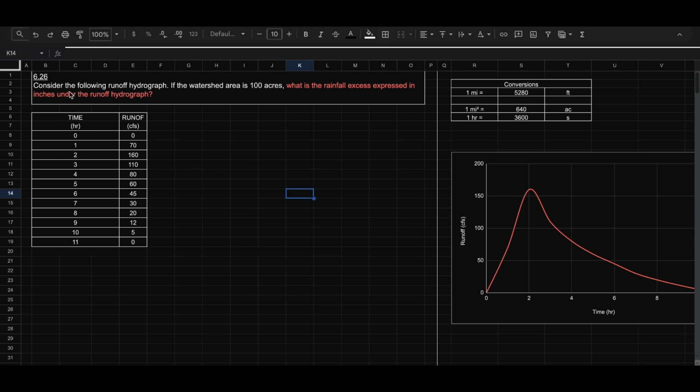This problem says, consider the following runoff hydrograph. If the watershed area is 100 acres, what is the rainfall excess expressed in inches under the runoff hydrograph? This is the data given. They give us the time intervals and the runoff at each time interval.